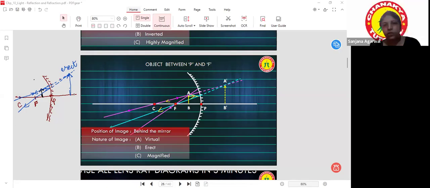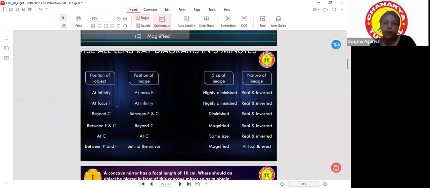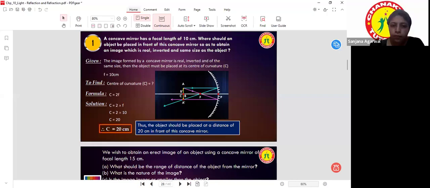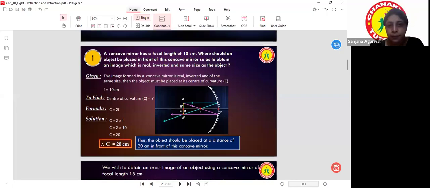So just have a quick look at this particular page and you can have a glance over the ray diagrams: where we keep the object, where the image is obtained, what the size of the image is, and what the nature of the image is, just for a quick revision. We also have to practice numericals because they are an important part of this chapter. Let us solve your numericals.